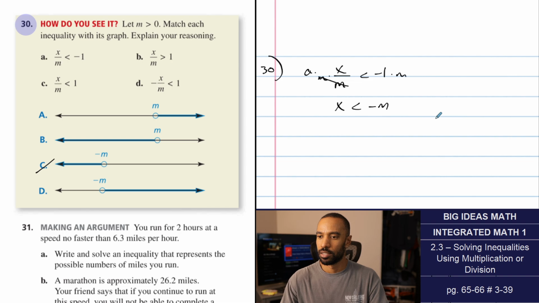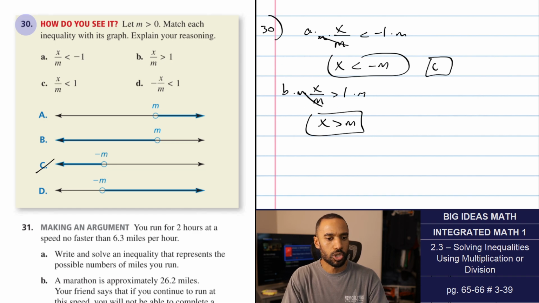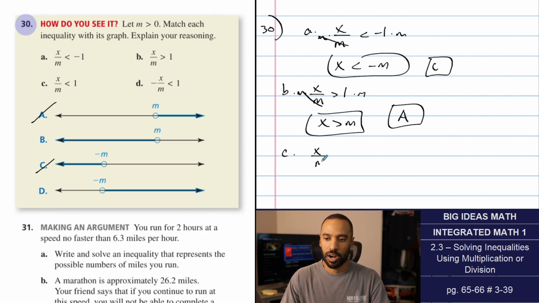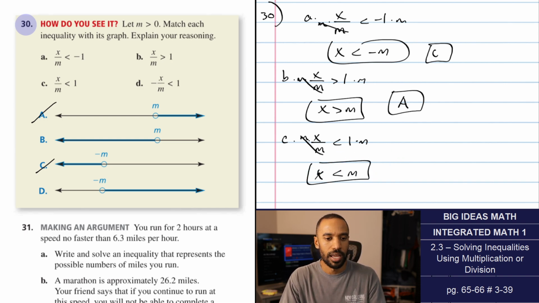C would be from part A. Part B is on the right side. X over M is greater than 1. Multiply both sides by M, it'll be X is greater than M. And greater than M is going to be A. So A is C and B is A. Part C, X over M is less than 1. If I multiply both sides by M, it would be X is less than M. Notice I'm not flipping this inequality, because M's a positive number. X is less than M is B. And the last one must be D.